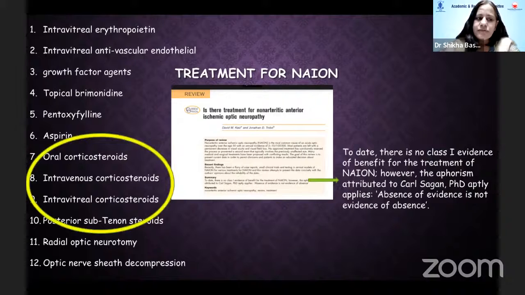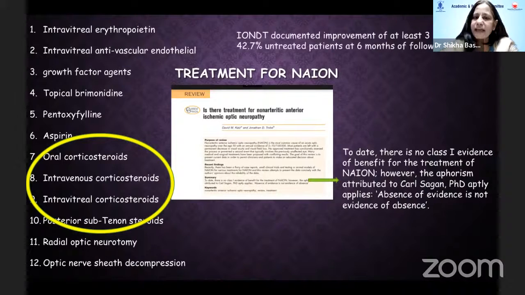Hence, we all continue to try oral steroids, intravenous corticosteroids, and sometimes corticosteroids. As for the other eye involvement, people have tried pentoxifylline and aspirin to prevent it, but the results have not been too fruitful. Optic nerve sheath decompression trial was aborted because it led to worsening of the visual acuity. But what this study did tell us was that in around 42.7% of patients who were not treated at 6 months, there was 3-line improvement in vision.